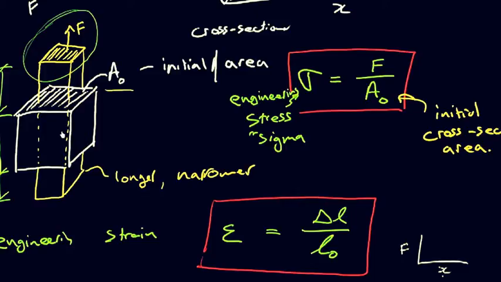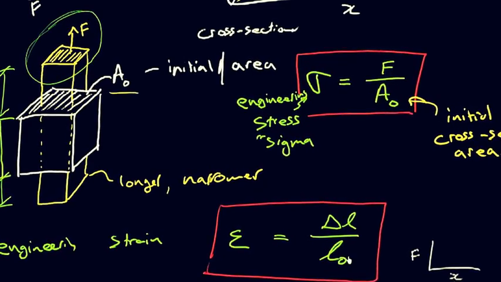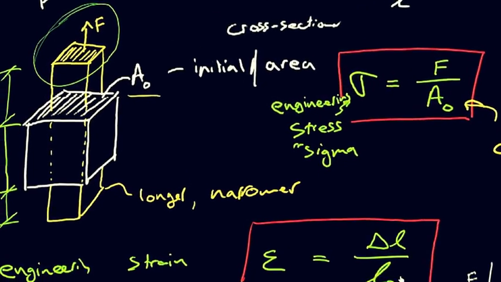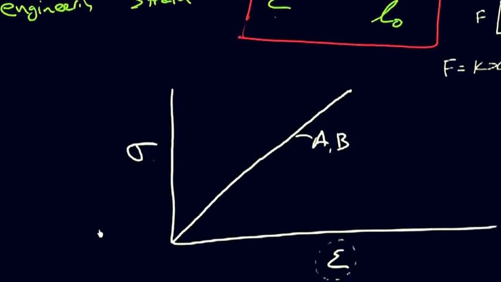Well, length isn't enough. This length is insufficient. It depends on sample size. So what we do is we normalize by the length of the sample. So we take that change in length, the little bit extra length that we get if we're stretching it out, divide by the total length over which that elongation is occurring, and that gives us this quantity which we call strain, or the engineering strain specifically.